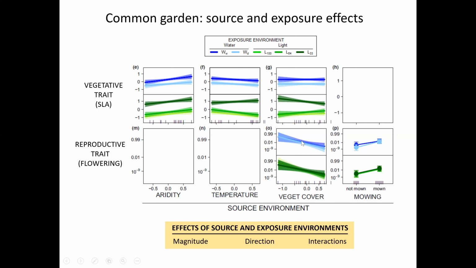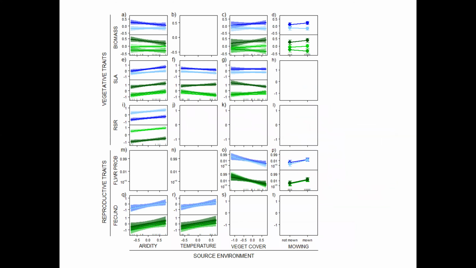We see smaller exposure effects. The direction of source effects is the same irrespective of the exposure environment. We see some changes in slope, but no changes in direction. So these differences apply to all vegetative and reproductive traits analyzed in this study, but we don't have enough time to go into detail in this presentation.